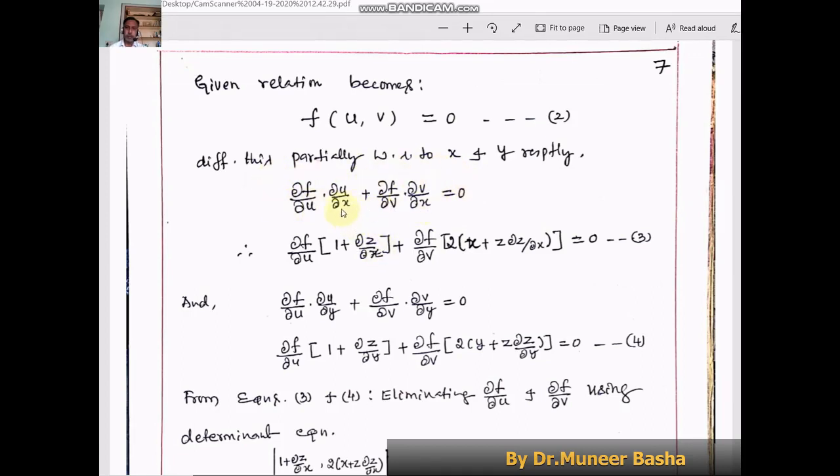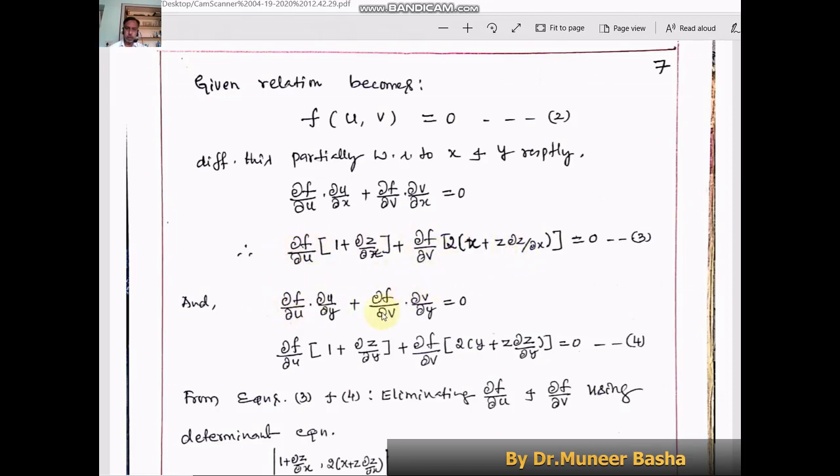And then you can substitute the ∂u/∂x value here, 1 plus ∂z/∂x, and also you can substitute ∂v/∂x here, that is 2 into (x plus z ∂z/∂x). So then, and further, this is with respect to x.